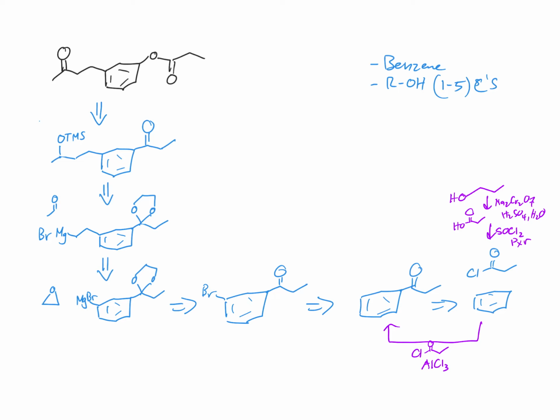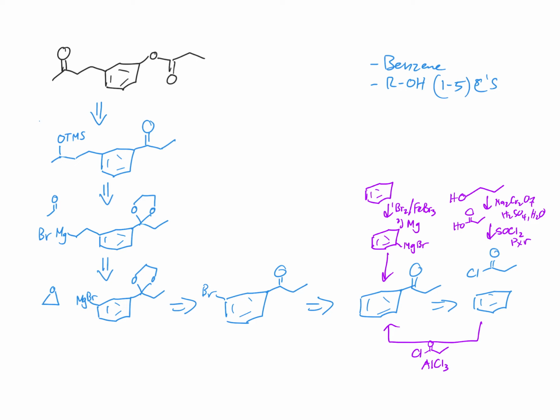So that's one option. The other option is to take the aromatic ring, convert it to a Grignard, and then I can react it with, let's say there's a Grignard right here.